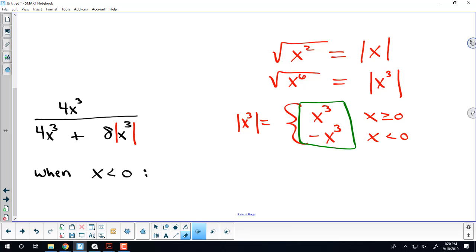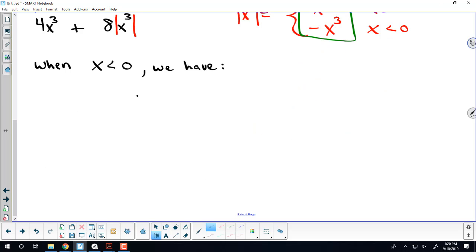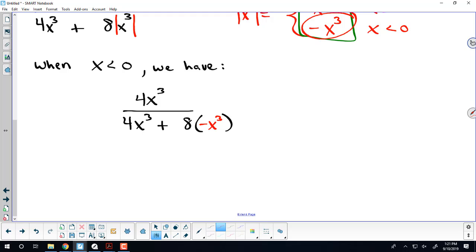So I'll say this, when x is less than 0, we have 4x cubed over 4x cubed. I'll just write it like this, plus 8 times negative x cubed. So we're using this part of the definition. Any questions or comments about that?